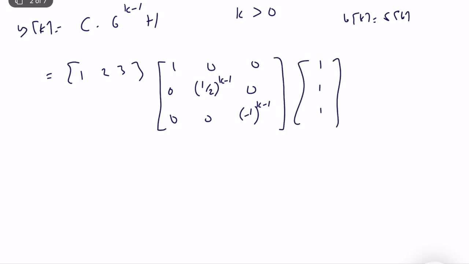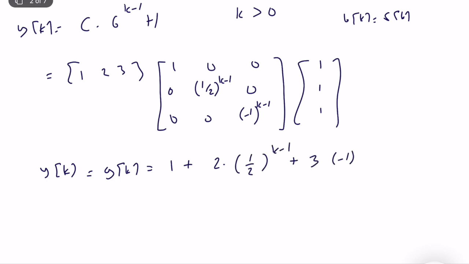So if I compute it, y of k, or technically g of k, the impulse response of the system, is equal to 1 plus 2 times 1 over 2 to the power k minus 1, plus 3 times minus 1 to the power k minus 1. And of course, this is true only when k is larger than 0.